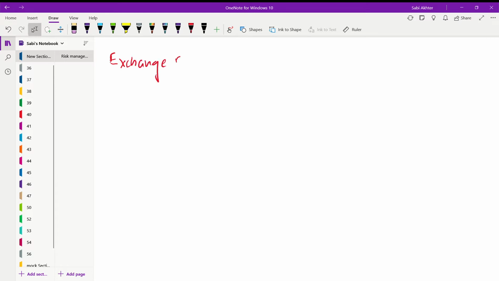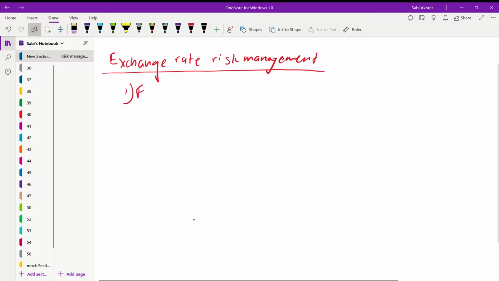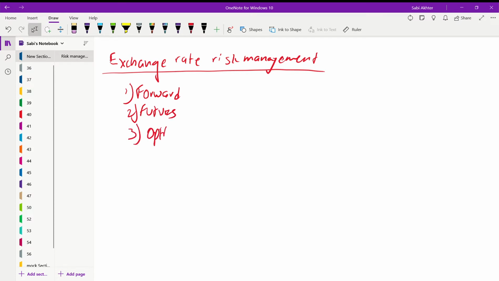So exchange rate risk management, because you know risk management is divided into two parts. One is interest, one is exchange. So my first focus is on exchange. Here you need to know what? Number one, you need to know forward. Number two, you need to know futures. Number 3, you need to know options. Number 4, you need to know not swap, collars and swap. They come more in interest rate. In exchange rate, no. So these are the options. Oh yes, money market hedge.